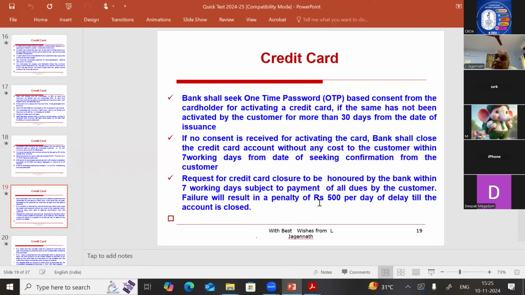Failure will result in a penalty of rupees 500 per day for delay till the account is closed. Nowadays, banks have to pay a lot of penalties. In the exam, questions will come. So, if the customer has requested for a credit card closure and all his dues are cleared, the credit card is to be closed within 7 days. If not, you have to pay a penalty of 500 rupees per day to the customer till the closure of the credit card.